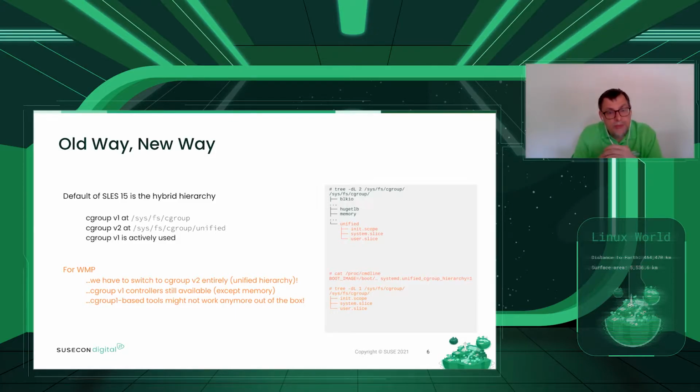For this feature, we need to switch to cgroup 2 entirely. So we're doing that by adding a parameter to the kernel command line. So it's systemd.unified_cgroup_hierarchy=1. And of course, it's a command line, so we have to reboot the system to do the switch. And after that, if we look again at sysfs cgroup, you will see the unified hierarchy there. That's what was in the unified directory in the top part.